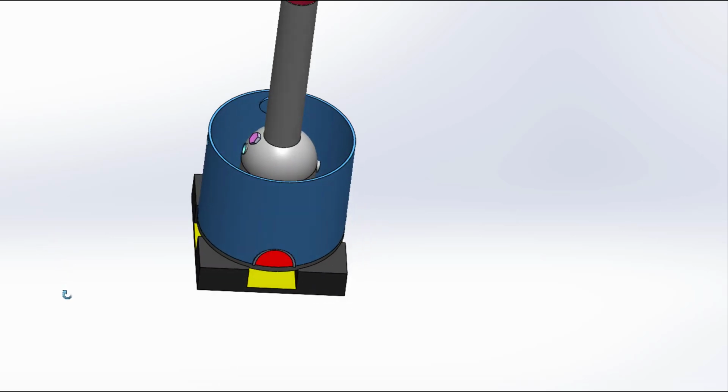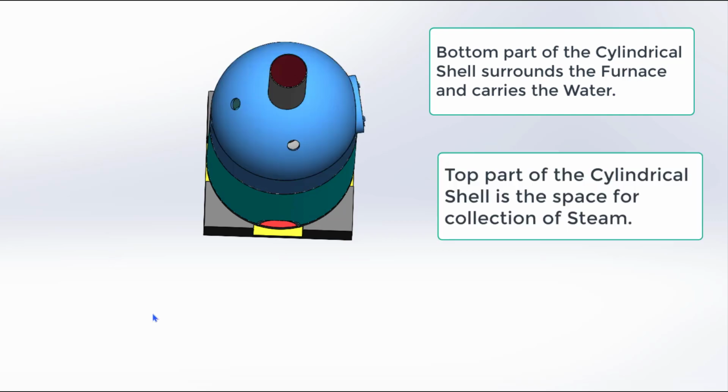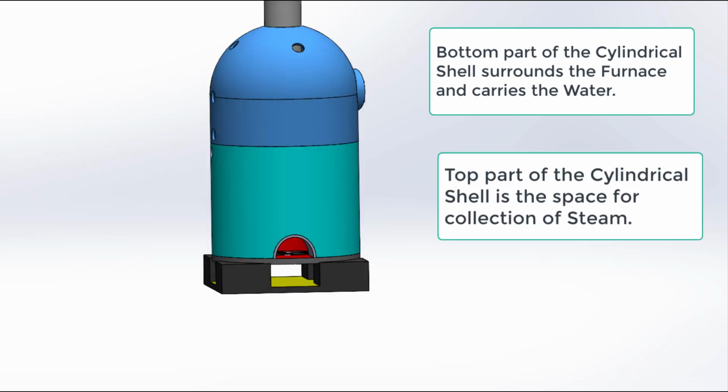Now this is the water space. That means the furnace is surrounded by the cylindrical shell. So this space is for the water. The water will absorb the heat from the furnace, and that water will be evaporated or will become steam, and that will be collected at the top part of the boiler. This space is called the steam space, the space for the steam.